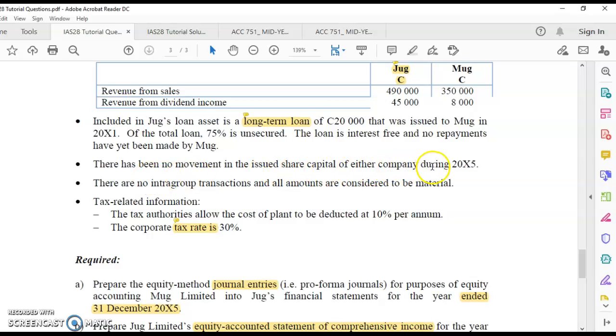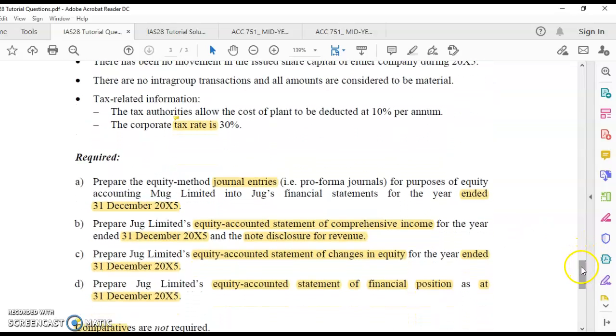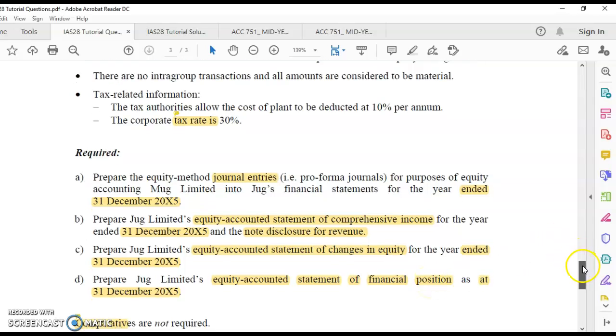There were no movements in share capital. There were no other intragroup transactions, and all amounts are material. And the corporate tax rate is 30%. Always important to note. Don't always assume it's 28%. Read the question. We are required to prepare the equity method journal entries for the year ended 31st December 20x5. Also for the same year, the equity accounted statement of comprehensive income, the equity accounted statement of changes in equity, and the equity accounted statement of financial position.